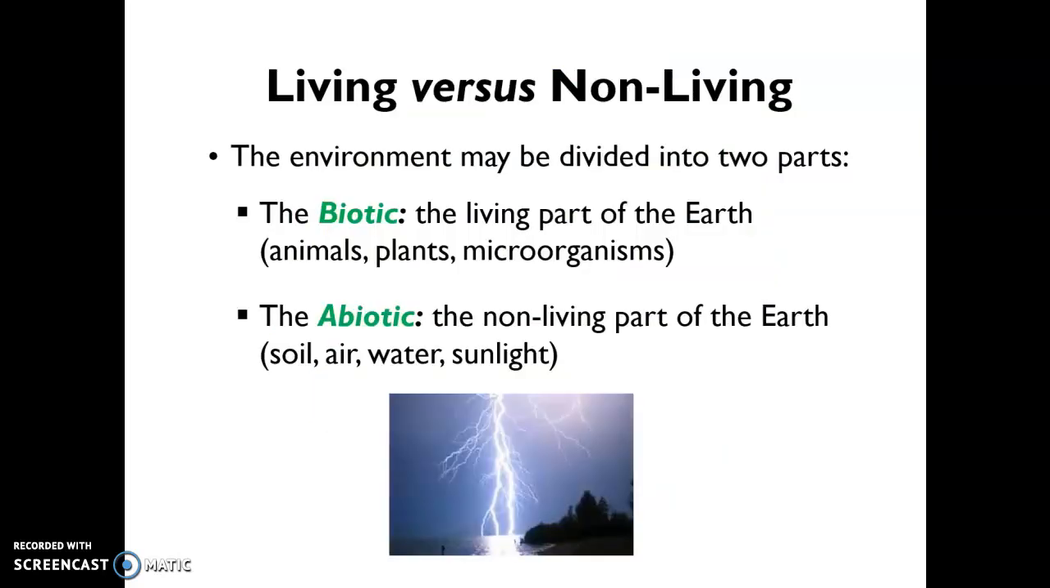The environment may be divided into two groups, living versus non-living. The living part is known as the biotic part. Bio means living, such as in biology. That's the living part of the earth, and it includes animals, plants, and microorganisms. For example, an animal might be your dog or cat. Plants might be a holly tree or a tulip.